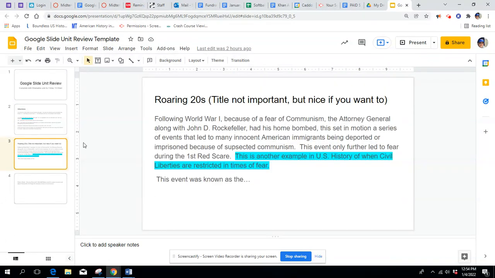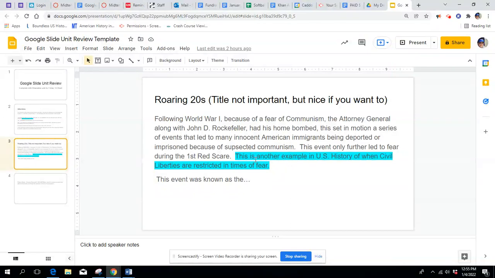Here's my clue. Following World War I, because of the fear of communism, the Attorney General, along with John D. Rockefeller, had his home bombed. This set in motion a series of events that led to many innocent American immigrants being deported and imprisoned because of suspected communism. This event only further led to fear during the first Red Scare.